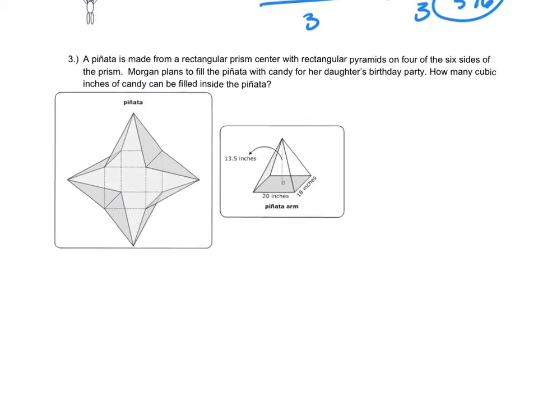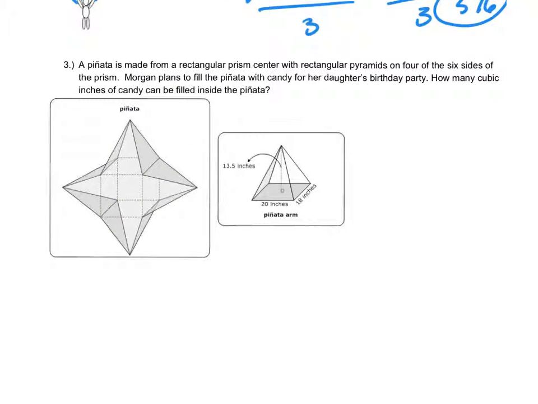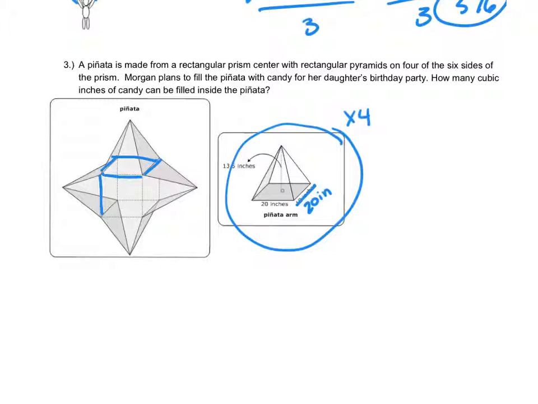Number 3, a piñata is made from a rectangular prism center with rectangular pyramids. I'm going to change some of the numbers, so it's more like a cube in the center, and we're going to make this 20. There are 4 of these pyramids, so whatever you get for the volume of one, multiply it by 4. And then there's 1 cube, so a total of 5 different pieces. Once you get the volume for the pyramid, multiply it by 4 and then add the cube. Think about how you would solve that and solve both.